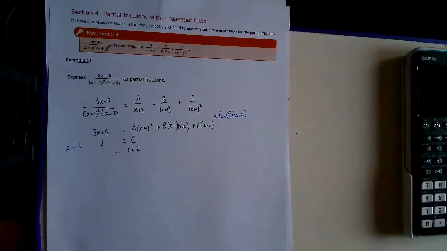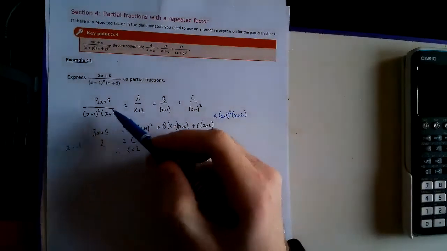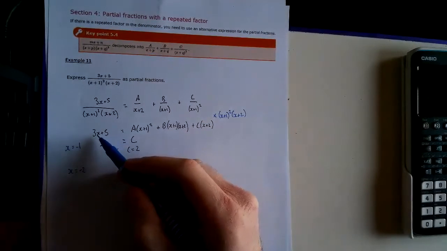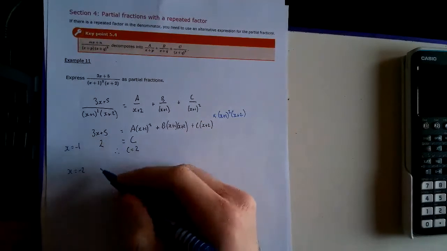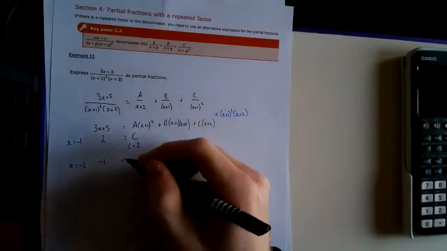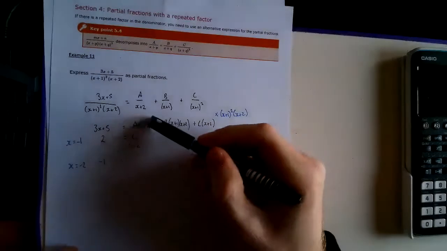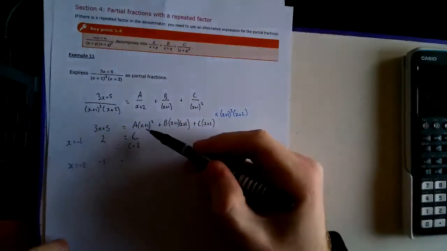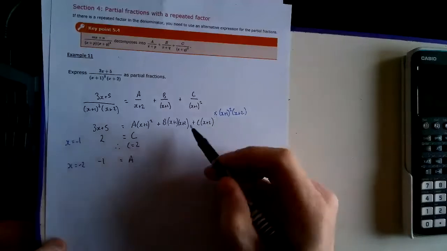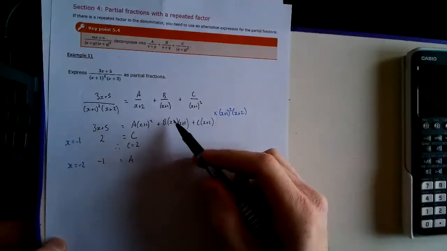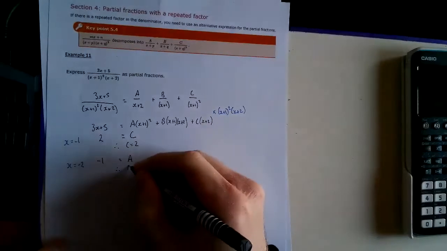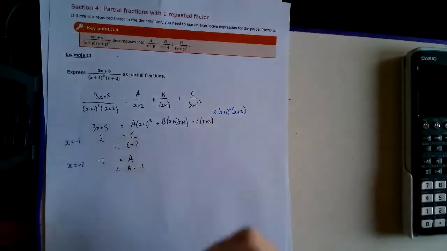Okay, next magic number for this bracket, x would be minus 2. So if I sub it into the left-hand side, 3 times minus 2 is minus 6, add 5 is minus 1. If I sub minus 2 into here, I get minus 2 add 1 is minus 1, squared is 1, so I just get A. Minus 2 into here turns to 0. Minus 2 into here turns to 0. So I'm just left with that. So therefore, A is minus 1.